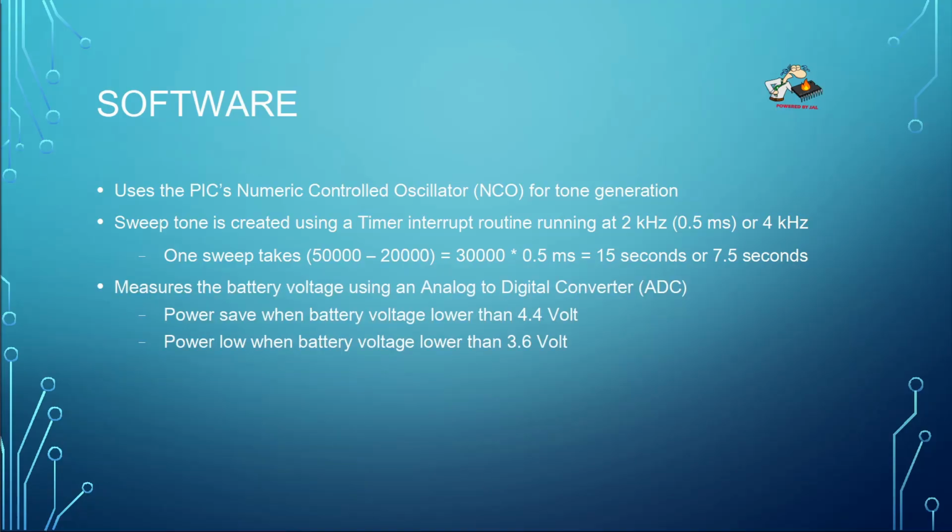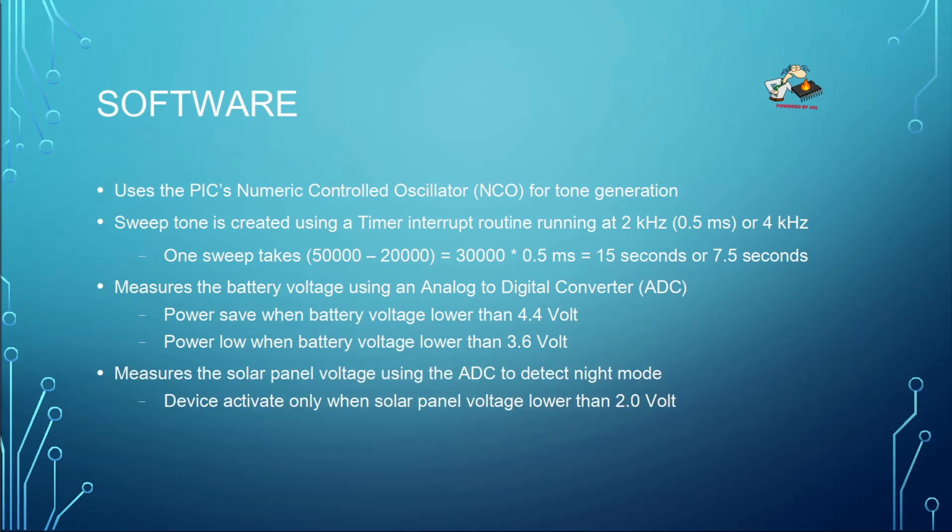I'm also measuring the battery voltage using the analog to digital converter. When the battery voltage is lower than 4.4 volts, so 1.1 per battery, it goes into power save mode. When the battery voltage is lower than 3.6 volts, it goes into low power mode.